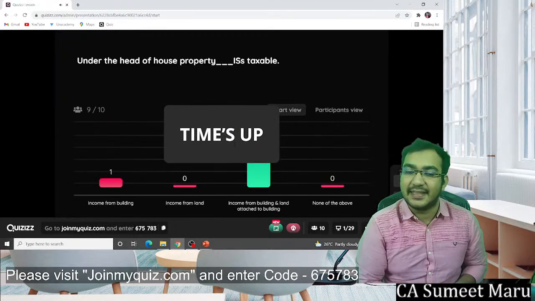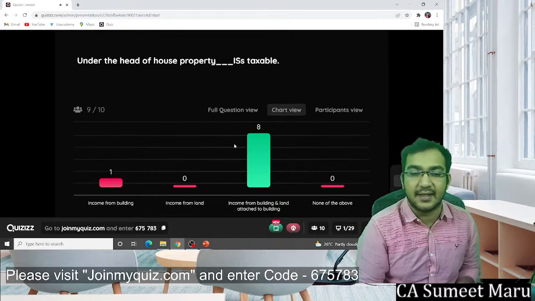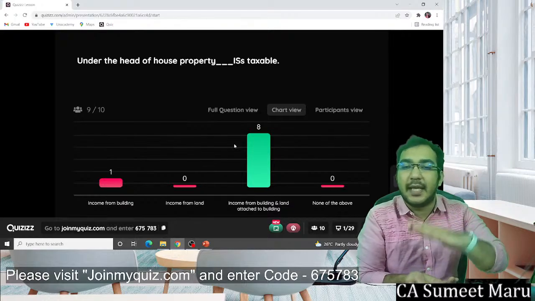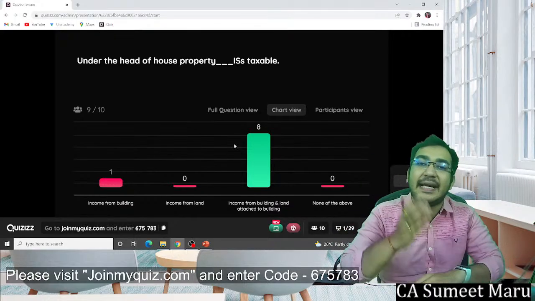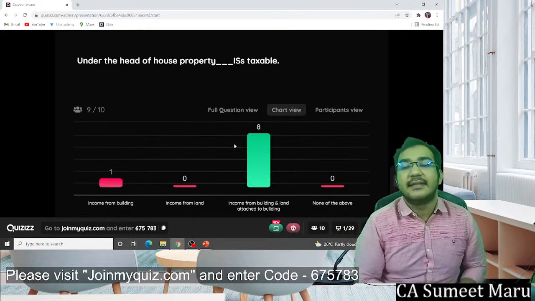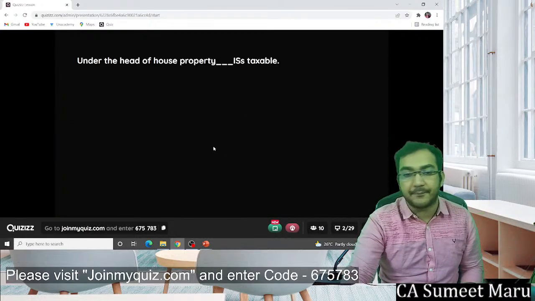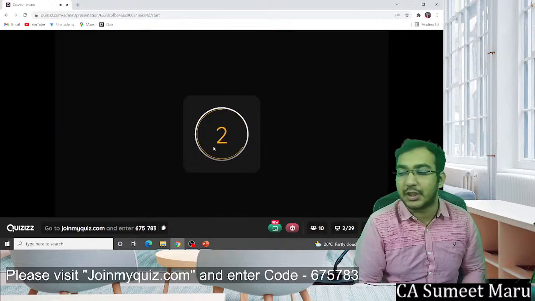So the right answer is income from land and building appurtenant, and almost everyone gave the correct answer. There should be a land and also a building attached to it. Only then will it be taxable under the head income from house property. Next question, question number 2.